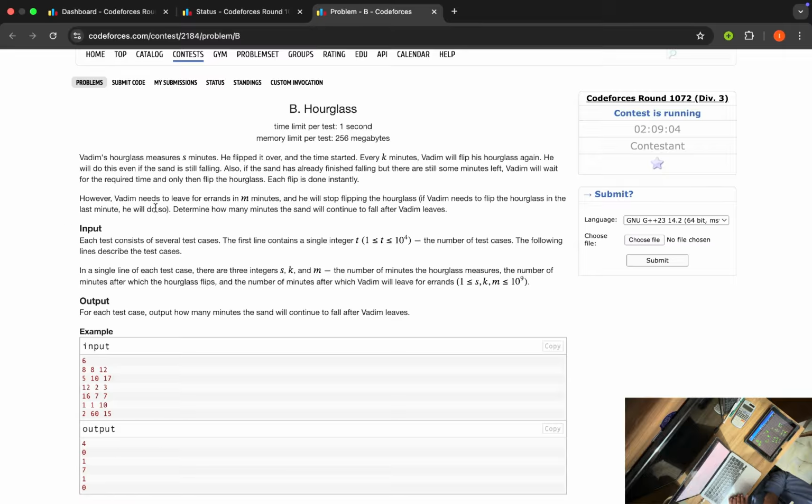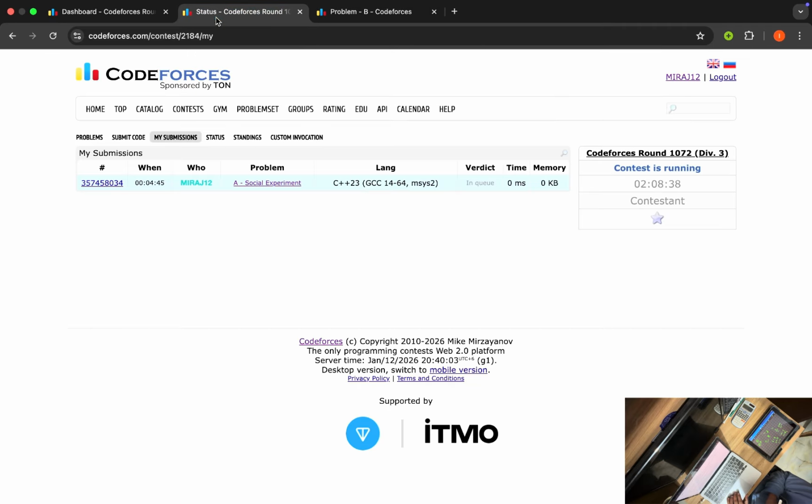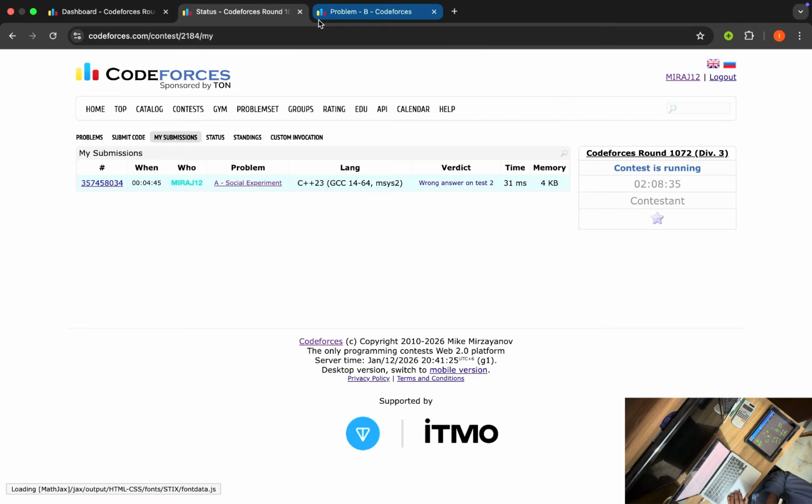However, Vadim needs to leave for errands in m minutes, and he will stop flipping the hourglass. If Vadim needs to flip the hourglass in the last minute, he will do so. Determine how many minutes the sand will continue to fall after Vadim leaves. Okay, is it still in query?